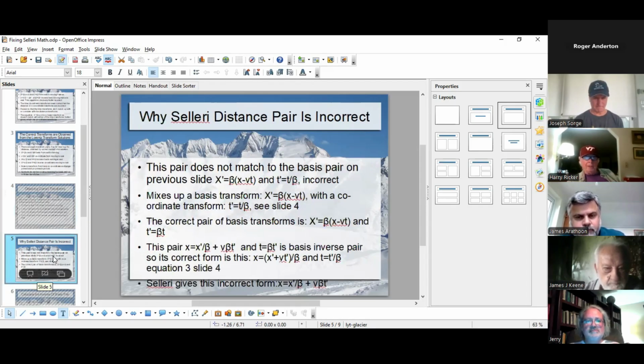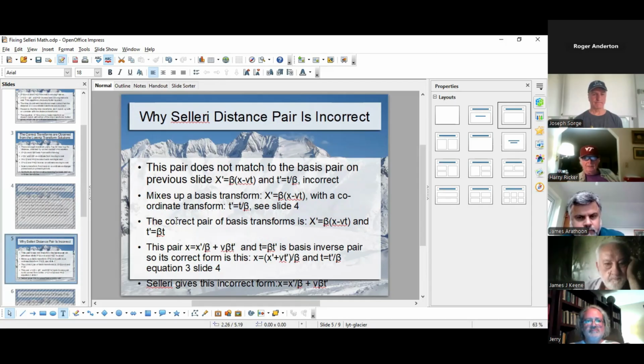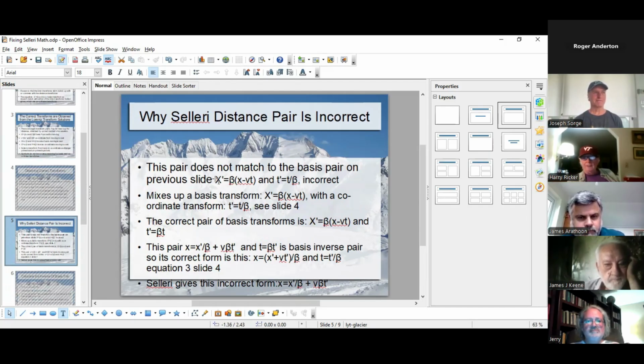Okay, the point is Solari doesn't get those equations. These equations that you're supposed to get, these are the correct equations. Solari doesn't get the correct equations. So how can his theory be correct? That's my criticism of his theory. So they're telling us his theory is correct. How can it be correct if he doesn't get the correct equations?